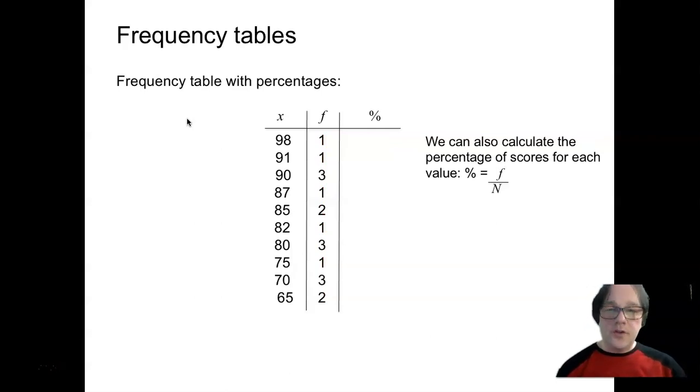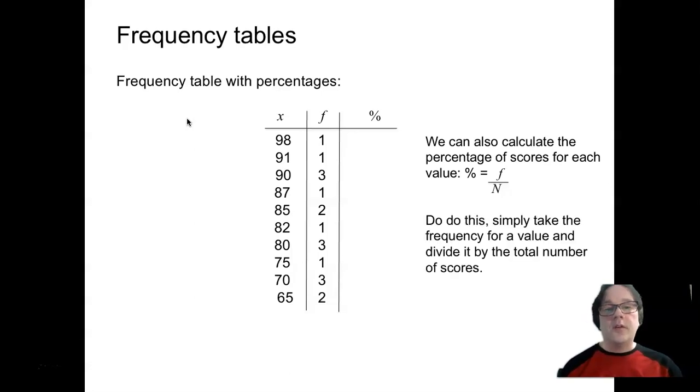Okay, we can also make a frequency table with percentages. We can calculate the percentages of scores for each value. We know that we have 18 scores in total. To calculate the percentage of each score moving up, we would take the frequency for each score and divide it by 18. All we're doing is calculating a percentage. How do we calculate a percentage? We take a number and divide it by the total number of scores.